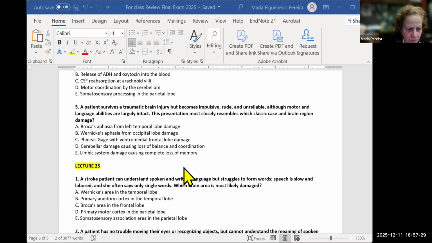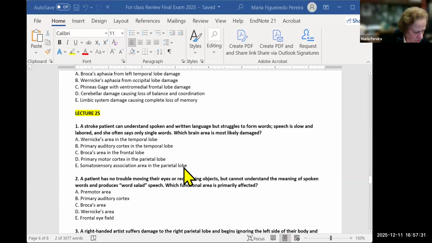Okay, so move on to lecture 25. A stroke patient can understand spoken and written language, but struggles to form words. So is Broca intact or not? If they understand, that means Wernicke is intact, but they cannot form words, so Broca is not working. Which brain area is most likely damaged? C.